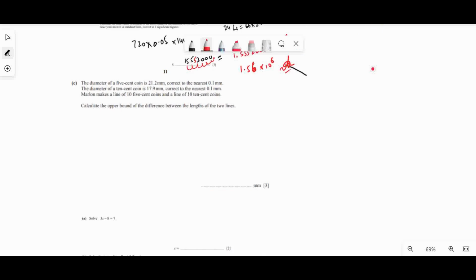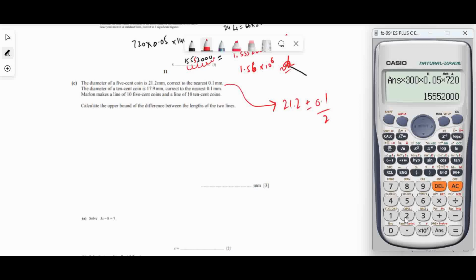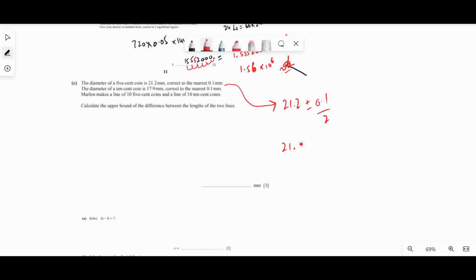Now the diameter of a 5-cent coin is 21.2 mm, correct to the nearest 0.1. It means that we need to find the upper bound and lower bound. So this will be 21.2 plus minus 0.1 divided by 2, because we need to correct it. So 0.1 divided by 2 will be equal to 0.05. Let me write it over here: 21.2.